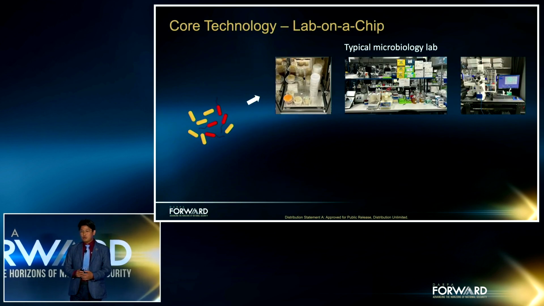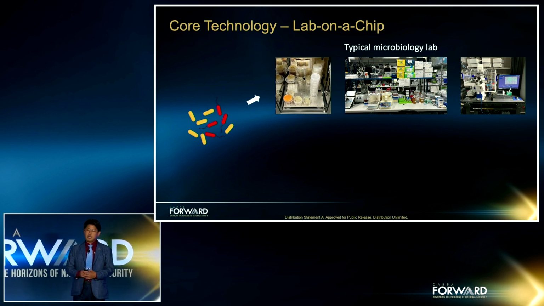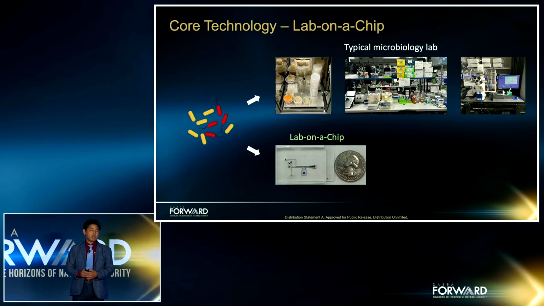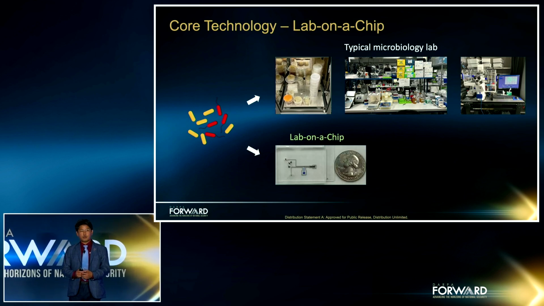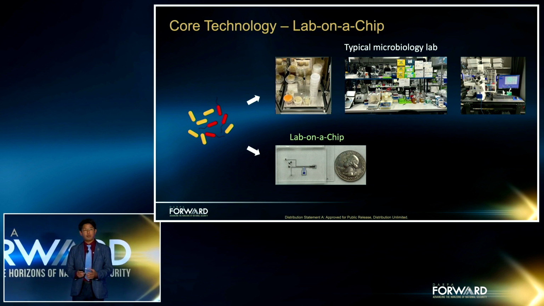So if you were to use the conventional technology approaches to answer this question, it becomes impossible. So what you're seeing here on the top is lots and lots of plates in which bacterial cells are growing. This is something you see in a typical microbiology lab. Our approach is lab on a chip, in which we can reduce all of this complex instrument and assay into a very small form factor to answer these complex questions.